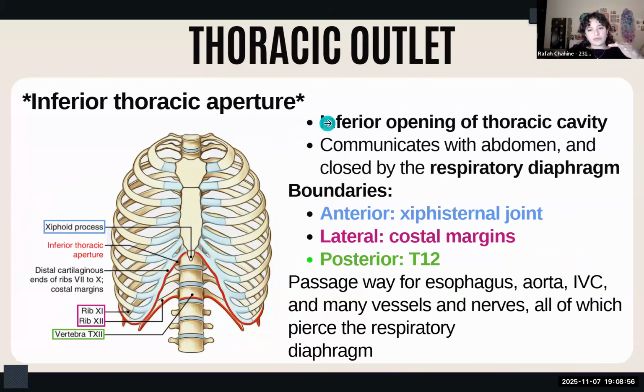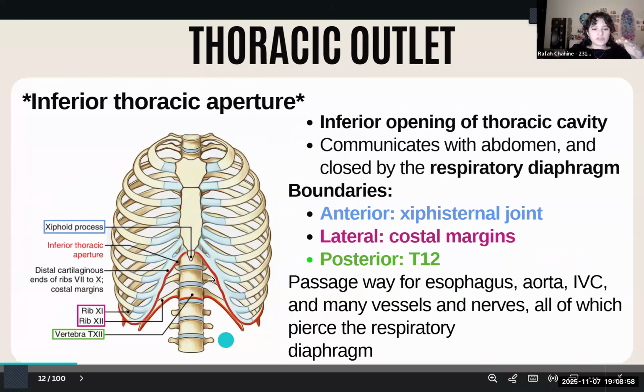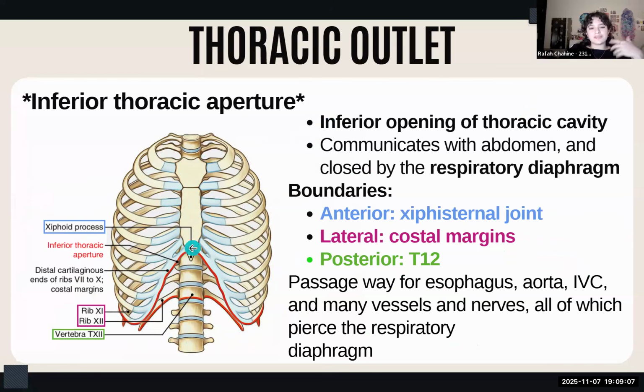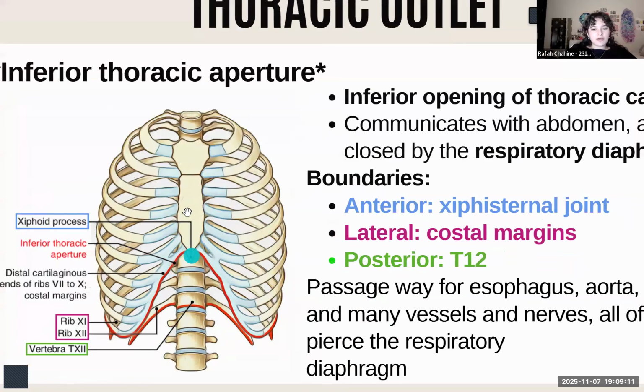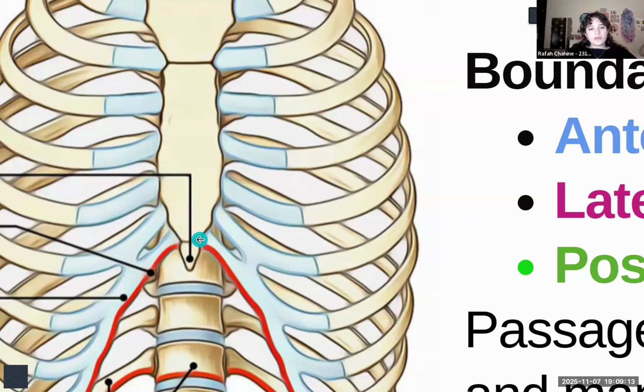This is the inferior opening of the thoracic cavity. And what does it communicate with? What's under here? The abdomen. And it is closed off by the respiratory diaphragm. Its boundaries, let's start anteriorly. Anteriorly, we have the third part of the sternum, also known as the xiphoid process. Here, they're just going to say xiphisternal joint because they're taking into account this entire connection, okay?